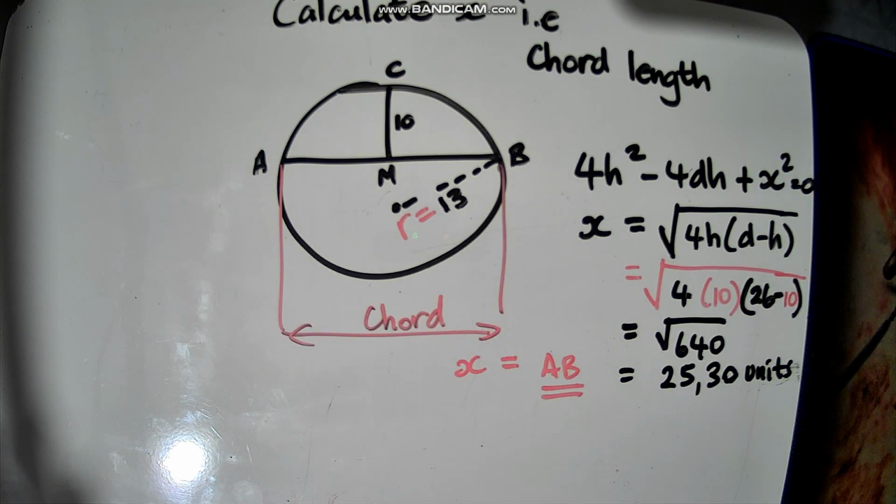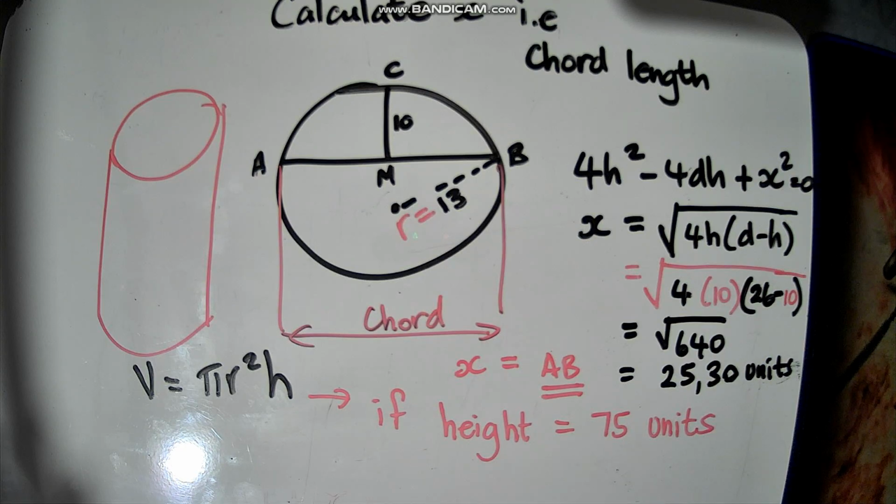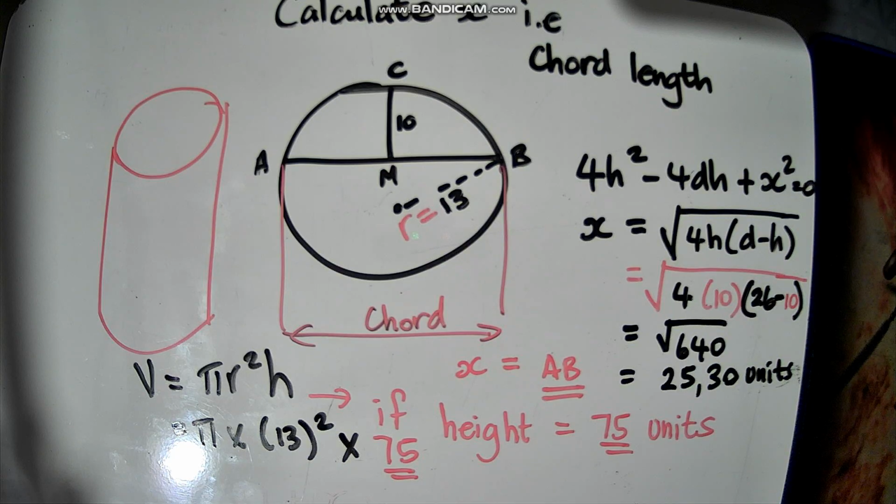The next question we're going on to is to calculate the volume of this cylinder. So remember, this circle is actually the top of a cylinder. And so the next question is saying calculate the volume of the cylinder. Let's say the formula is volume is equal to pi r squared h. Then we'll substitute 75 for h if the height is 75. And don't forget, for r you're going to put the radius. Notice that the radius is 13 in the question.